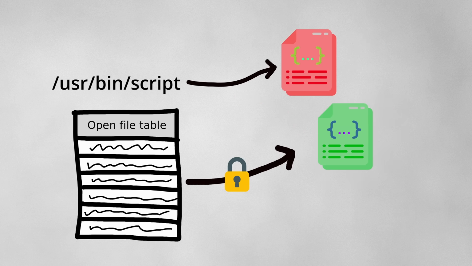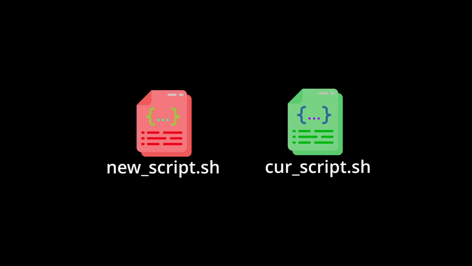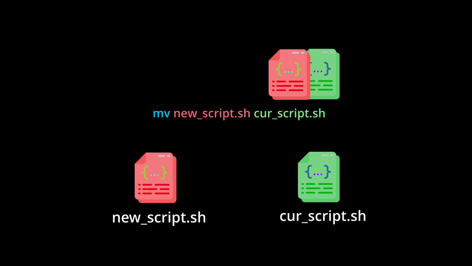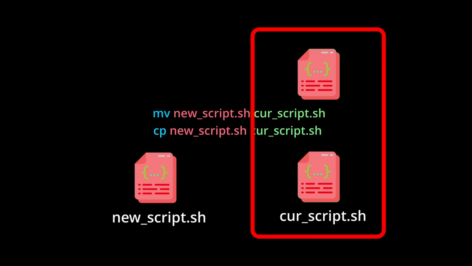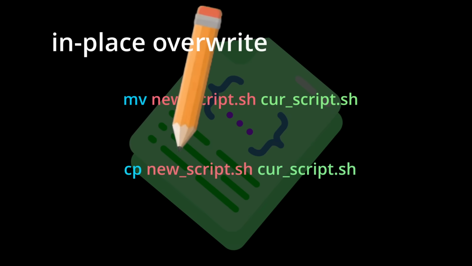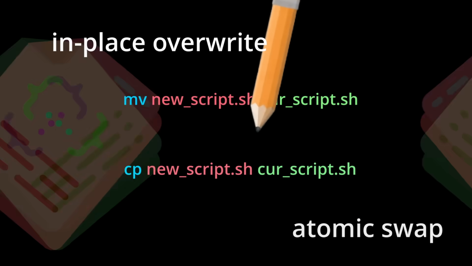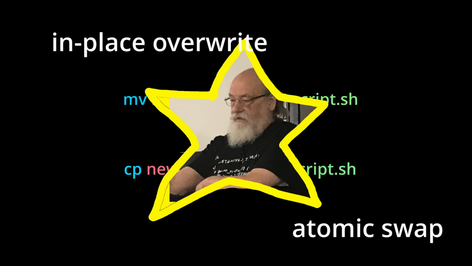For example, suppose we have two scripts, current script and new script. If we want to replace current script with the new script, there are two obvious options. You can either mv (move) or cp (copy) the new script to replace the current script. In both cases, you end up with current script pointing to updated content, but one of them does an in-place overwrite, while the other performs an atomic swap. Which does which? If you actually know the answer to this, you are a certified Unix master.